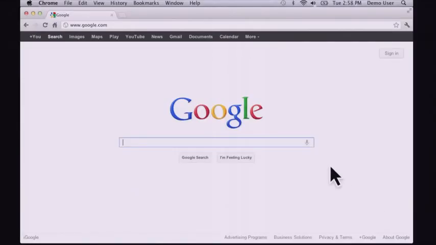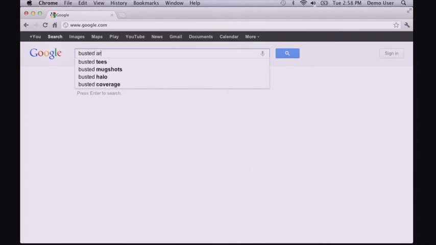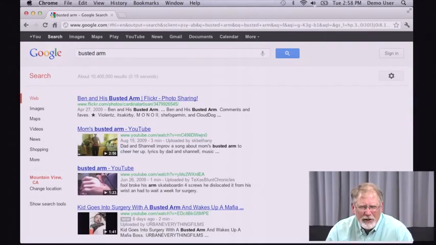If you're doing a Google search for, say, some information about your kid breaking an arm, would you do a search like busted arm? Probably not. Look at these results. Ben and his busted arm. In a Flickr photo sharing, it's going to be a picture. The rest you see are YouTube videos. May not be what it is you really want if you're really looking for medical information about broken arms.